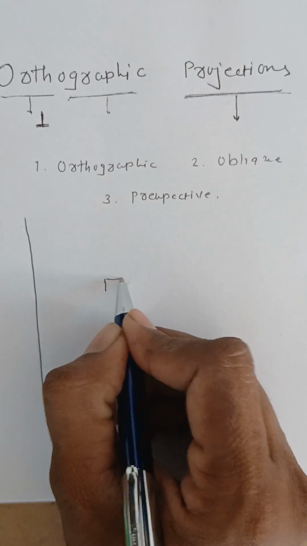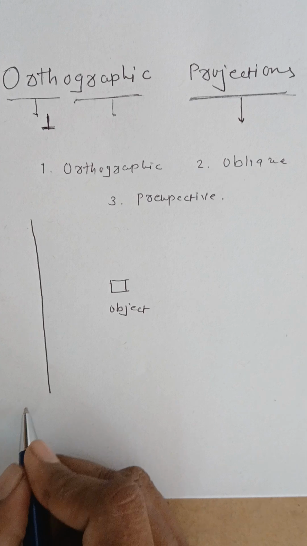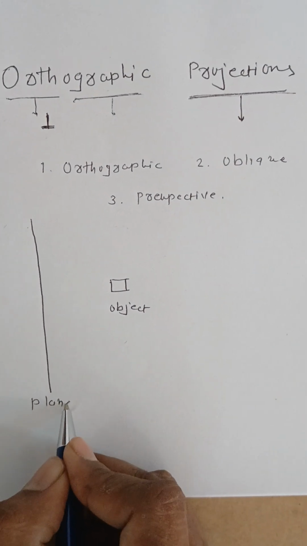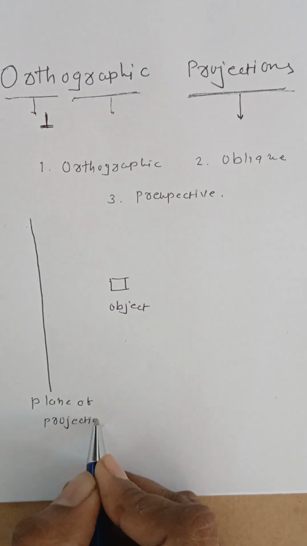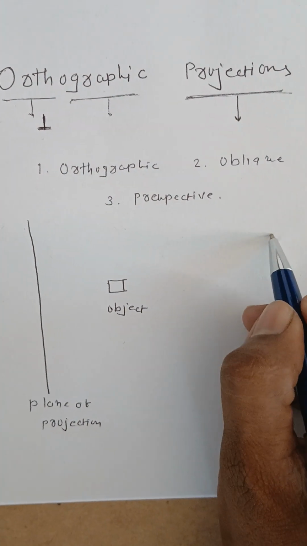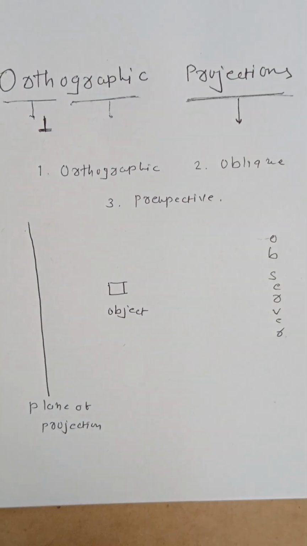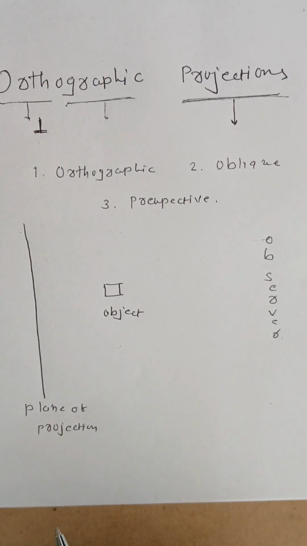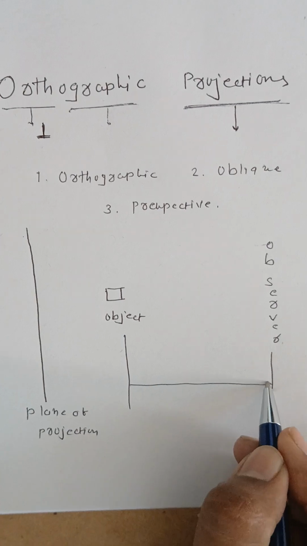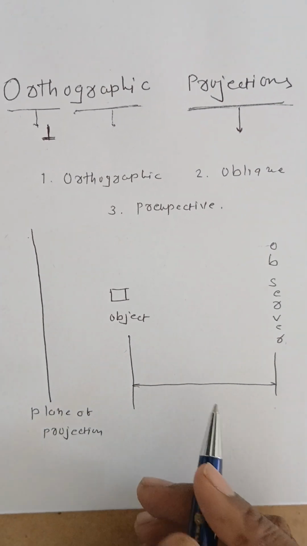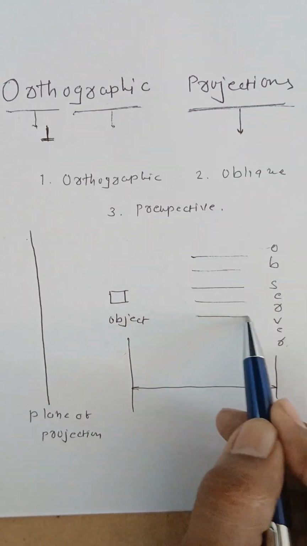This is the object, right? This is the plane of projection on which the image is going to be captured, right? This is the position of the observer, right? So we need to define three conditions. Condition number one, what is the distance between object and observer? Second, condition number two, what is the condition of the rays with each other?